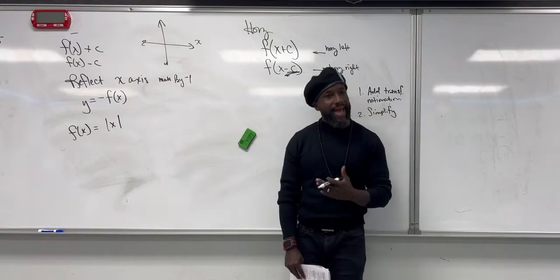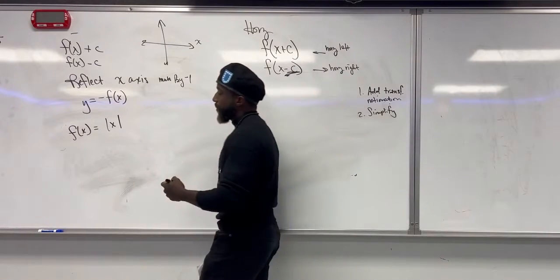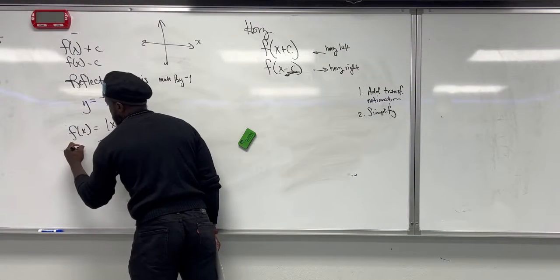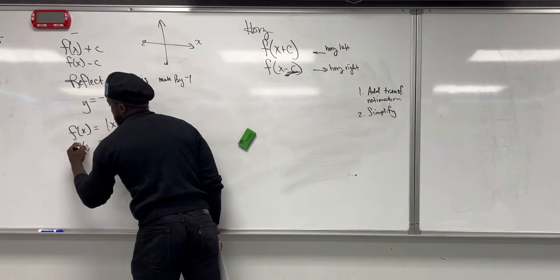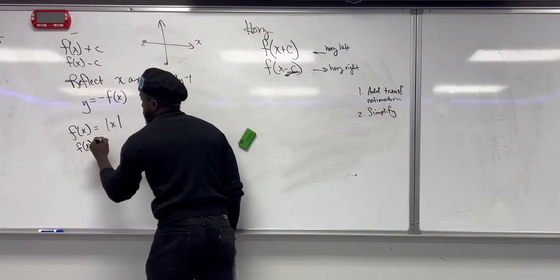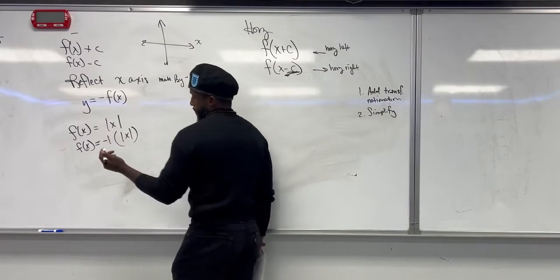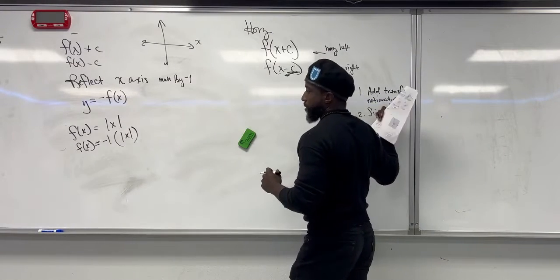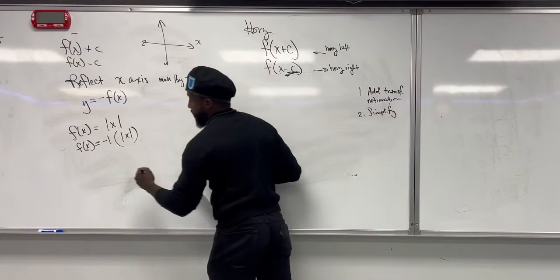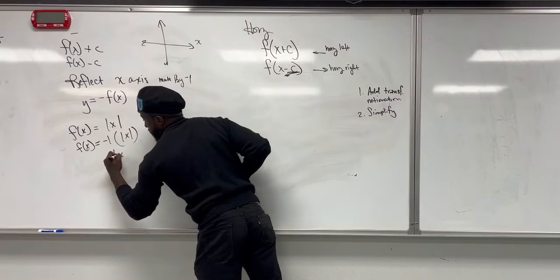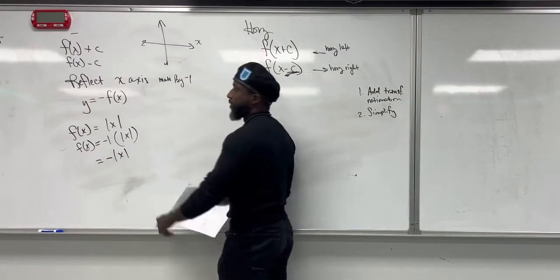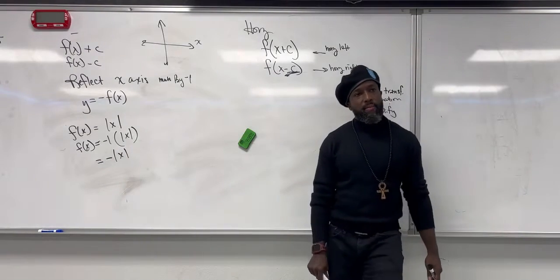Reflecting about the x-axis, I would just multiply this whole thing by negative 1. So it'd be negative 1 times the absolute value of x, right? So that's the adding of the transformation notation, and then I just simplify it. So then that's it. That's reflection about the x-axis, right?